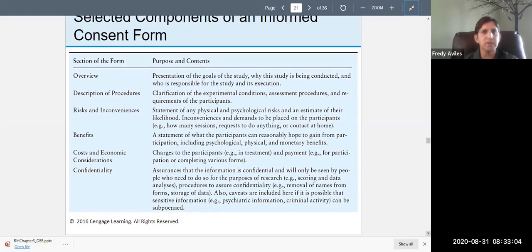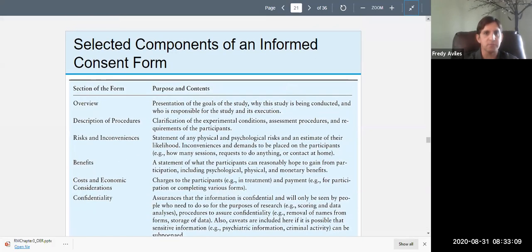Here are components of an informed consent form. Okay, there are a lot of things involved with informed consent. There's an overview where you present the goals of the study, why it's being done, etc. Right? There's a description of the procedures, what's going to happen. There are risks and inconveniences. There's a place where you describe and outline that, right? If there are any potential risks, physical or maybe psychological, you describe those. Any potential benefits, right? Benefits to science, or maybe benefits that the participants may gain.